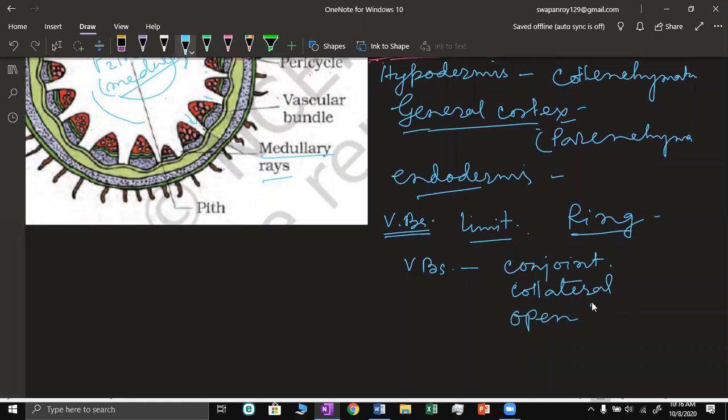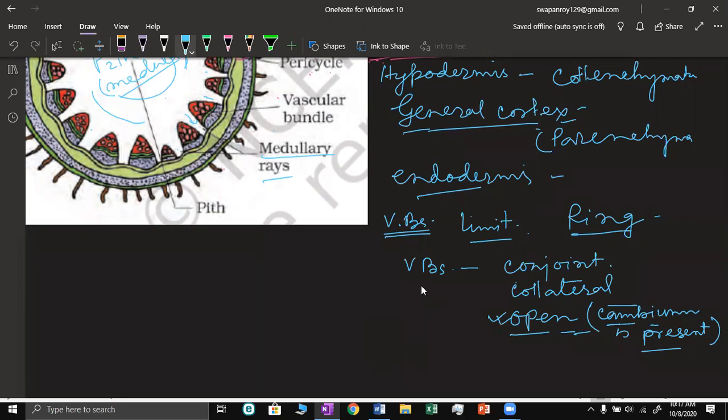Open vascular bundles, as we have learned, means cambium, the lateral meristem, is present in between xylem and phloem. So this vascular bundle is open. Why is it open? Because due to the presence of cambium, it is open for further growth, open for secondary growth. So the vascular bundles are open.